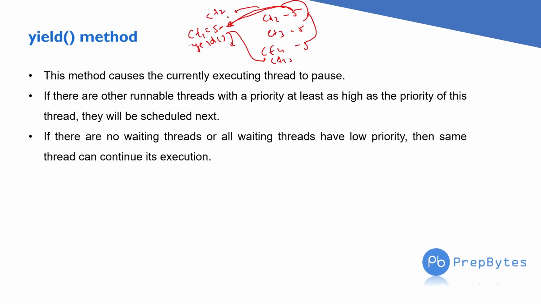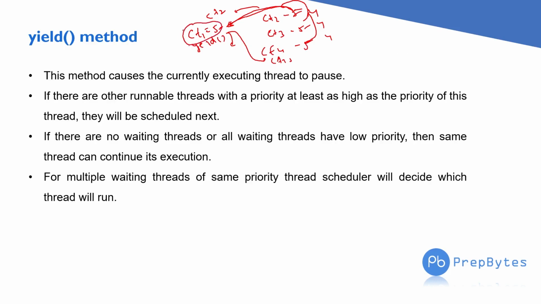Okay, so if there are no waiting threads, or all the threads have a lower priority, then the same process can start the execution again. If all these have a lower priority than this, then if the scheduler follows the algorithm of priority, it can again schedule the same thread. Okay, for multiple waiting threads of the same priority, it depends on the scheduler.